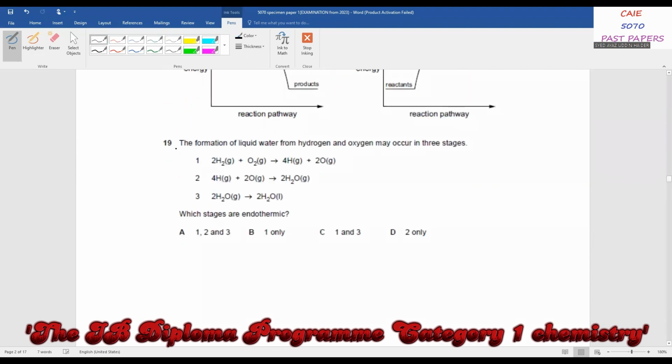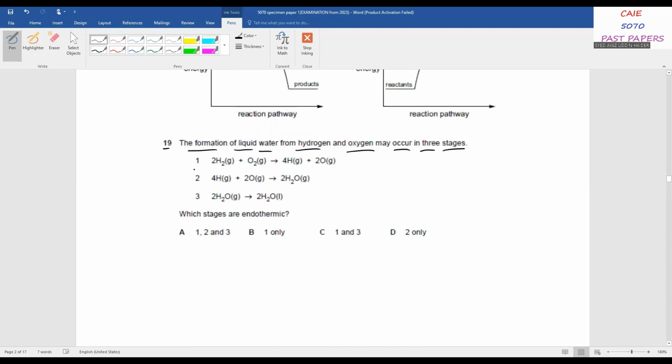Number 19. The formation of liquid water from hydrogen and oxygen may occur in 3 stages. Number 1, 2H2 gas plus O2 gas gives 4H gas plus 2O gas. 2, 4H gas plus 2O gas gives 2H2O gas. 3, 2H2O gas gives 2H2O liquid. Which stages are endothermic?